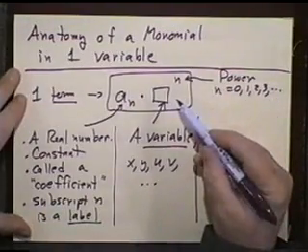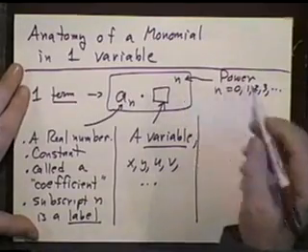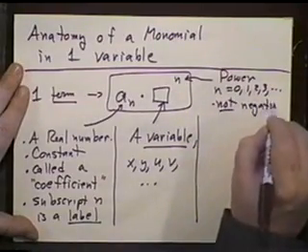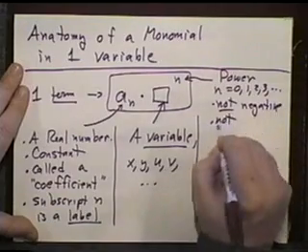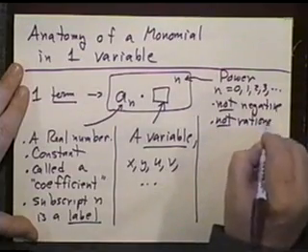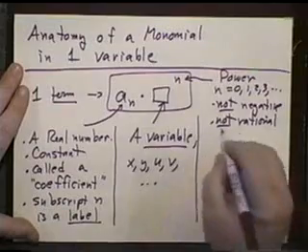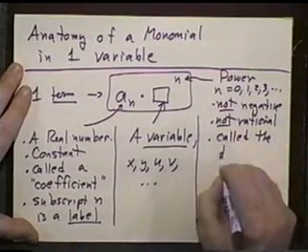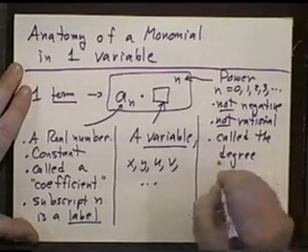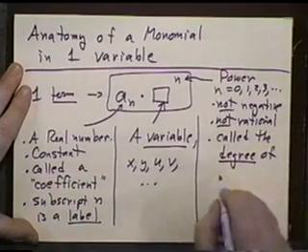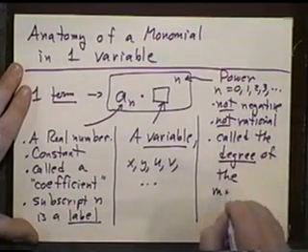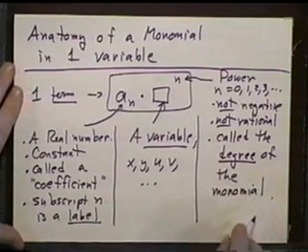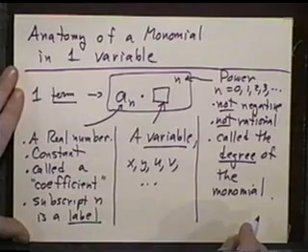So the powers in a polynomial do not include negative numbers. Not negative. It's also not rational. There are no fractions there. And it is called the degree of the monomial. We're just looking at a monomial right now. Of course, a monomial is a polynomial. It's just a polynomial with only one term.